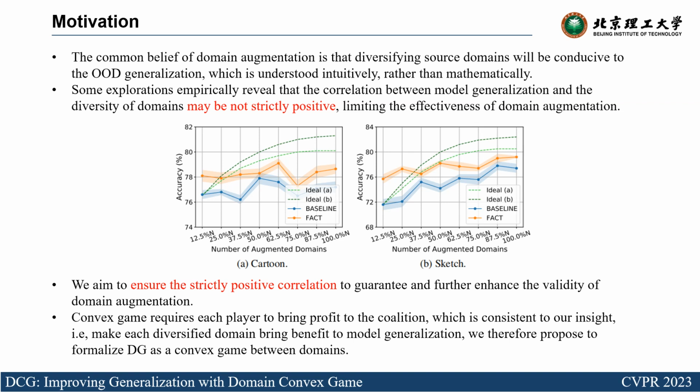We therefore aim to ensure the strictly positive correlation between model generalization and domain diversity, as the dashed lines in this figure show, thereby guaranteeing and further enhancing the validity of domain augmentation. Considering that a convex game requires each player to bring profit to the coalition, which is consistent with our insight, that is, make each diversified domain bring benefit to model generalization, we propose to recast domain generalization as a convex game between domains.